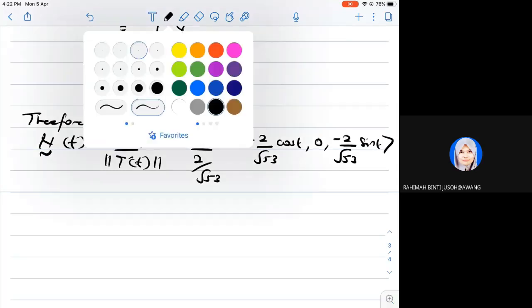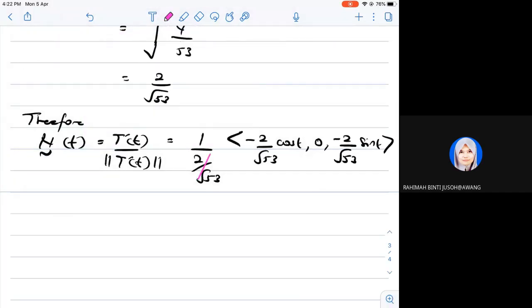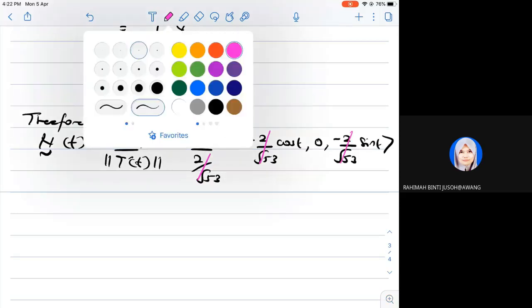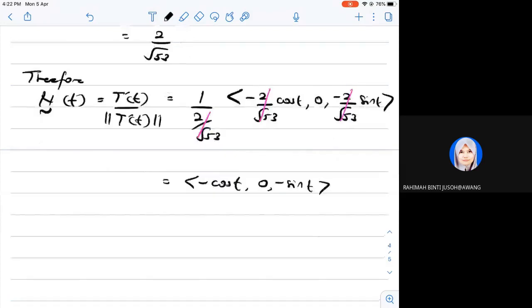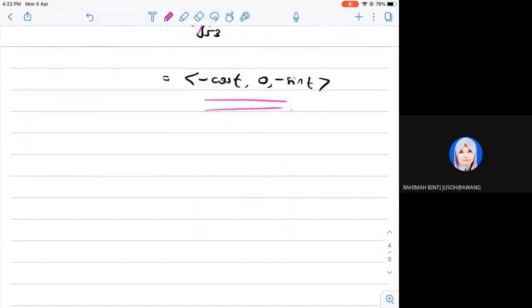So right now guys, we can cancel the coefficients. This one can cancel here, this one can cancel here. And finally, the answer will be negative cos t, 0 and negative sin t. Like that. Okay. So understand? Yes. Okay.